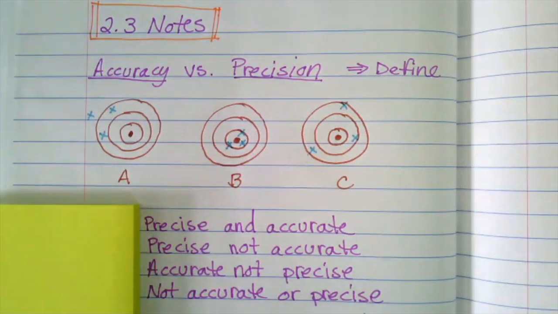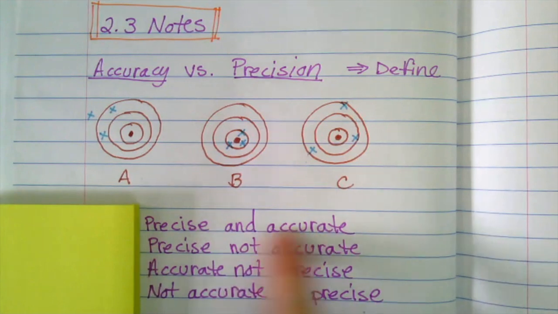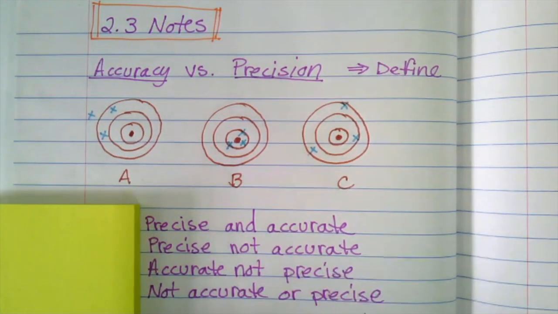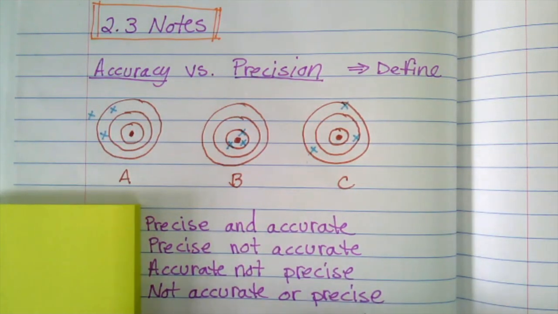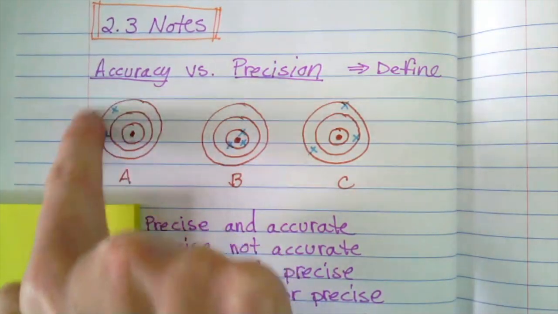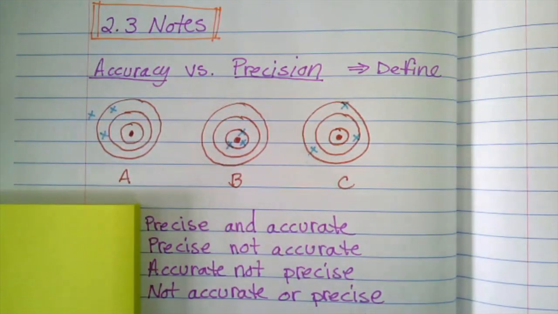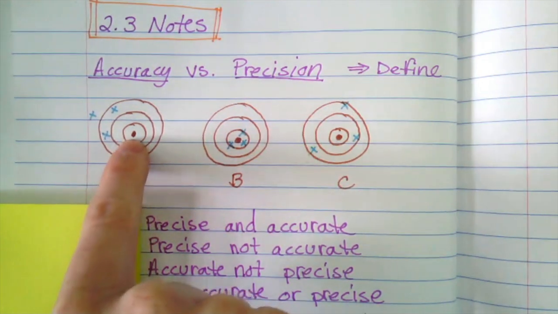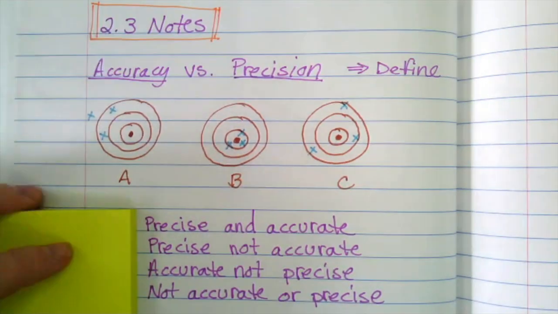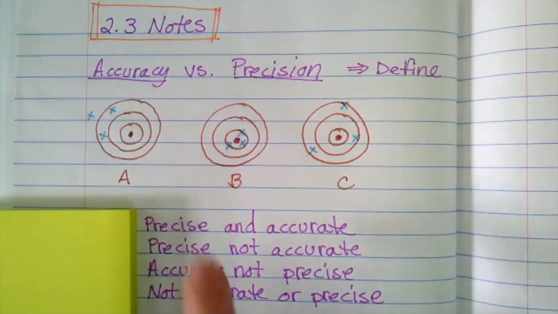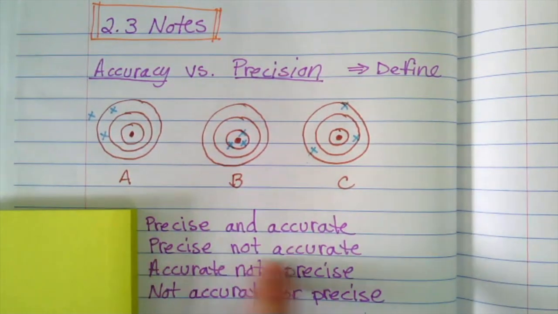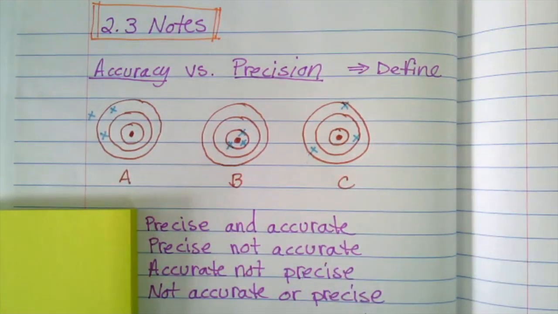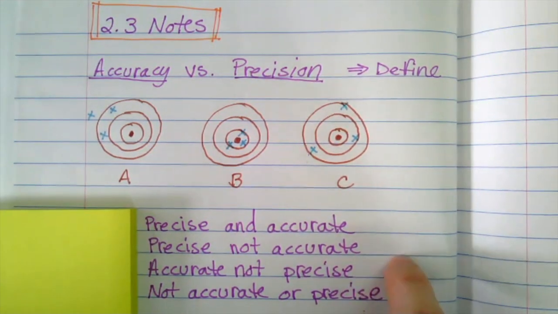And so we're going to look at these terms down here. I have 4 terms: precise and accurate, precise but not accurate, accurate but not precise, and neither accurate nor precise. So looking at our dartboards, here I've got my 3 darts. They're very close, but they are not close to the bullseye, to this dot in the middle. So they are precise but not accurate. And so we would want to look for that one right here.